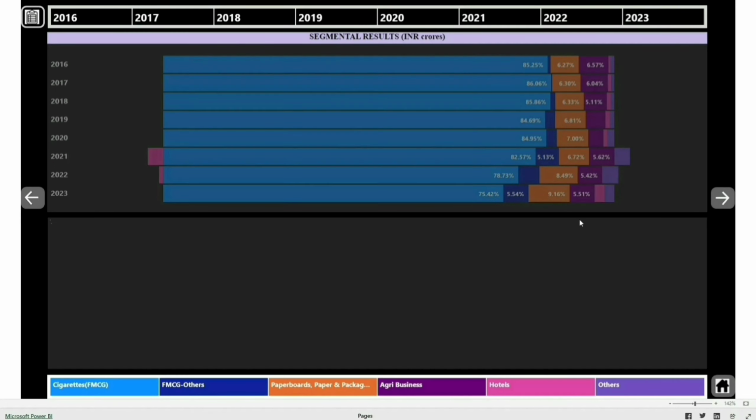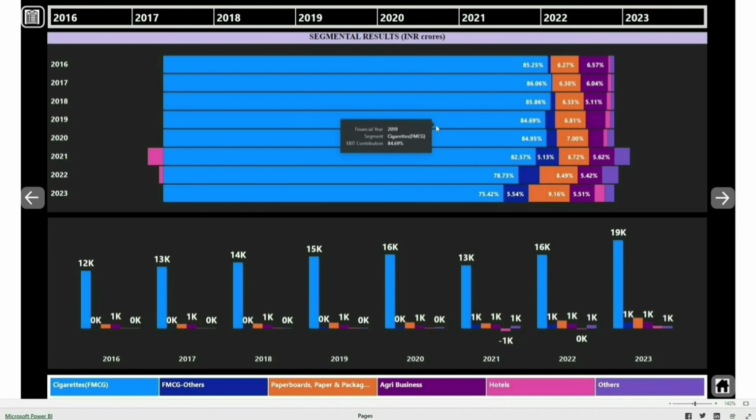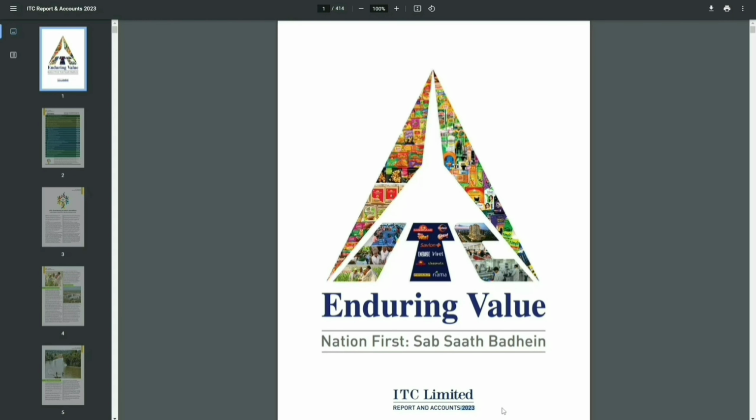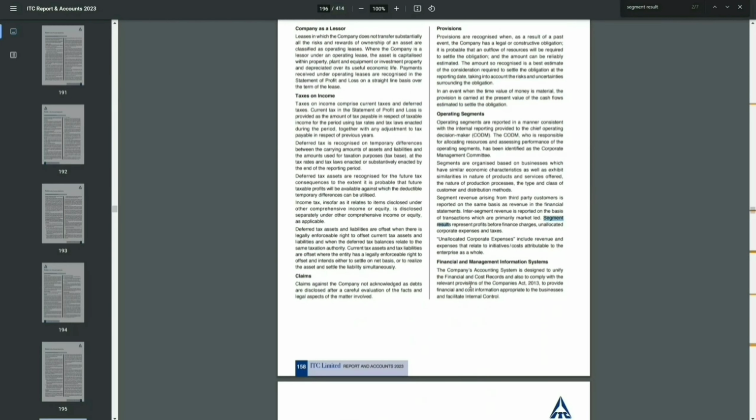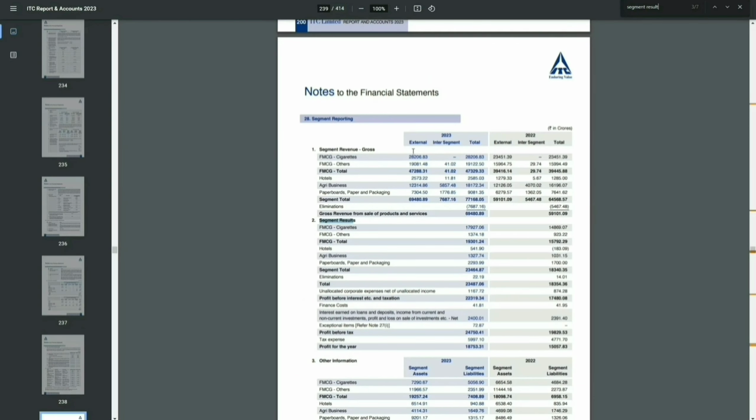So let's proceed. Here we can see the segmental results. For this, we have to look at the annual report of ITC. So this is ITC's annual report for the year 2023. All you have to do is go and search segment result, enter. So next. This is for the standalone report.